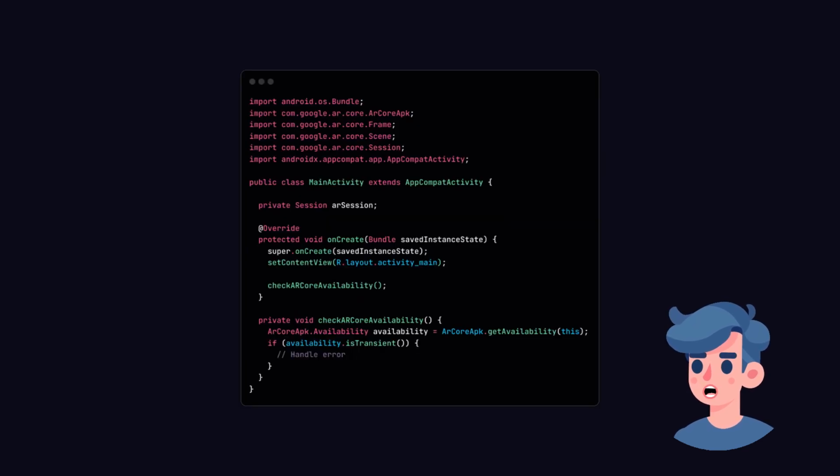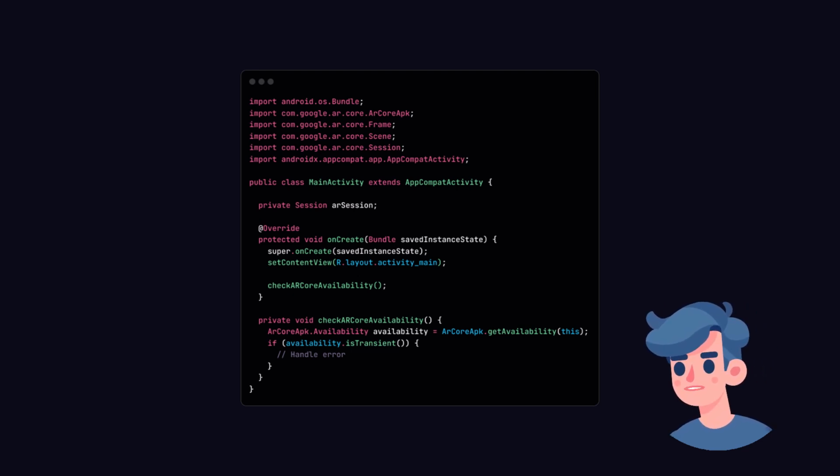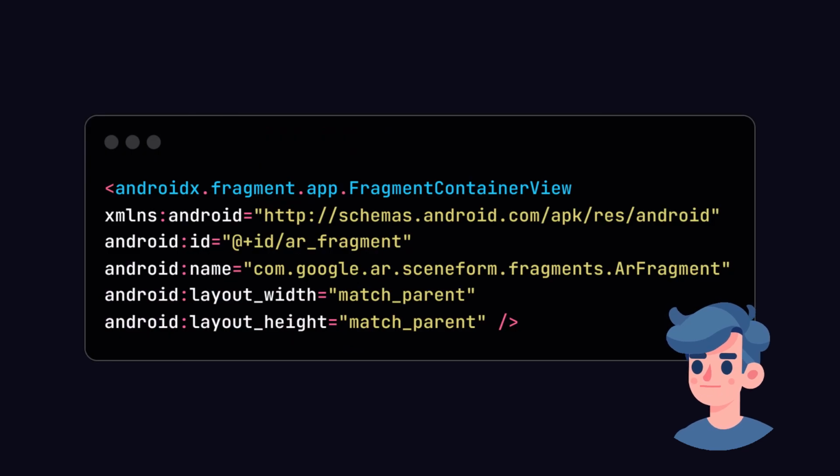Now, let's create our main activity. Navigate to MainActivity.java and replace its content with the following code. We will initialize AR and set up the AR scene. Next, we need to set up the AR surface view. This will allow us to display the AR content.